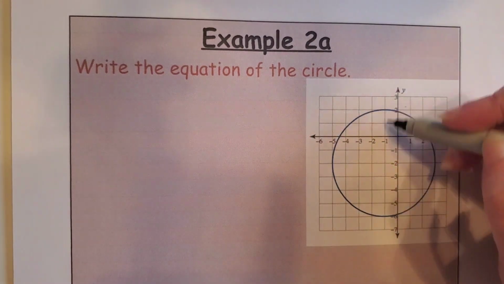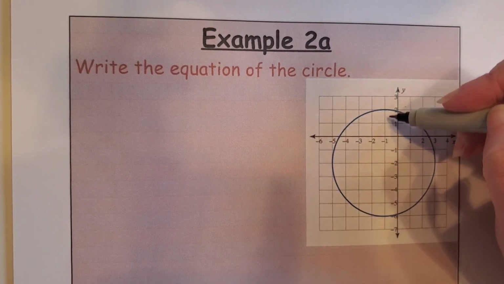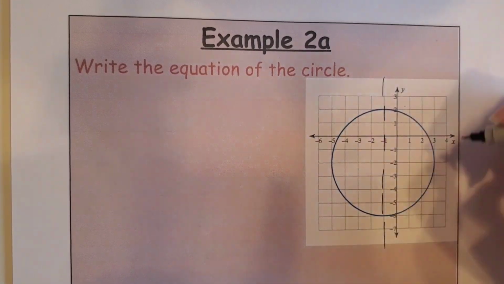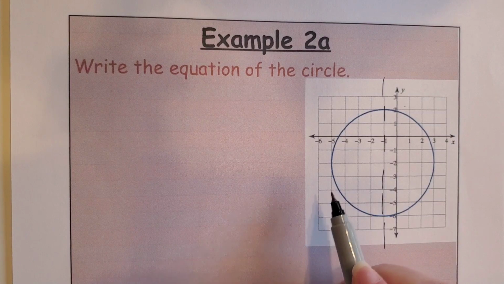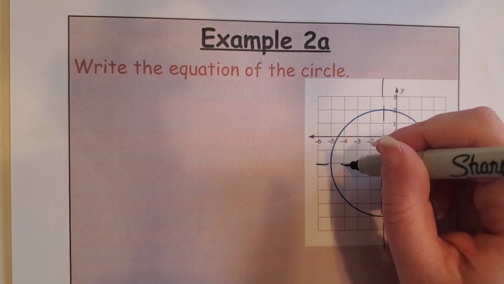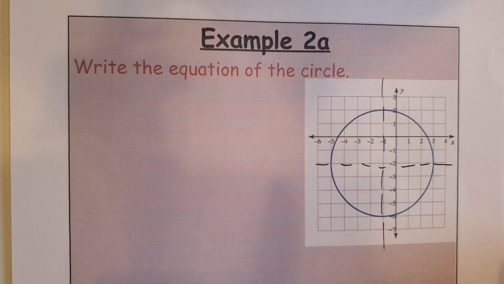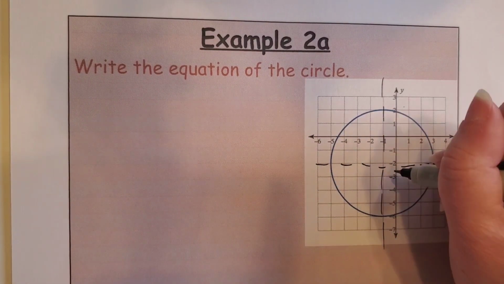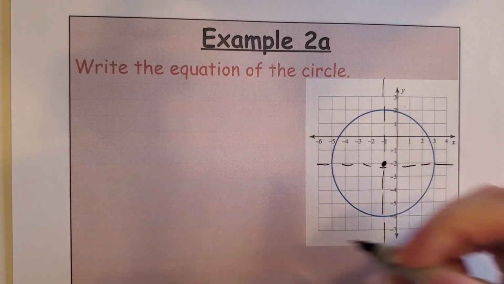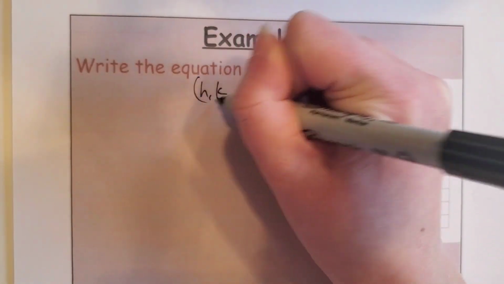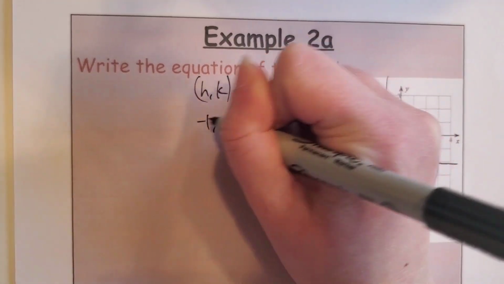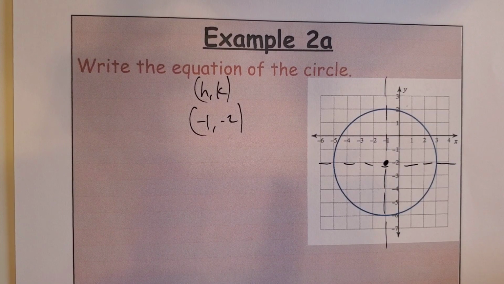This and this are my high and low point of the circle. So this is the center vertically, so I'm going to mark that off. And then the far out points, the furthest left and the furthest right, are here and here. So this would split up my circle that way. So your center is going to be where they meet, which is right here. And that point is -1, -2. That's your center.